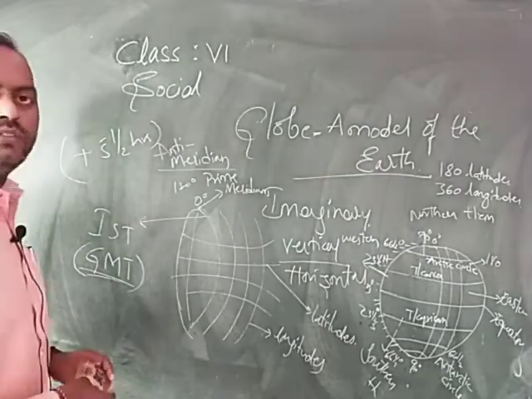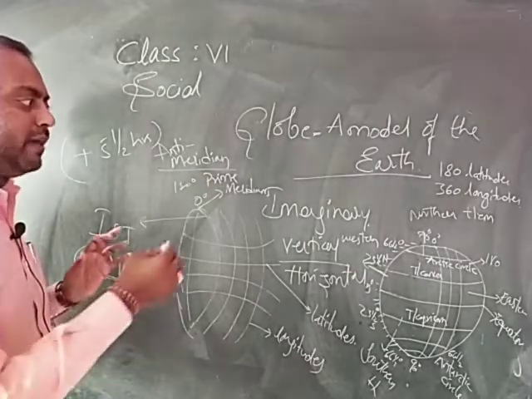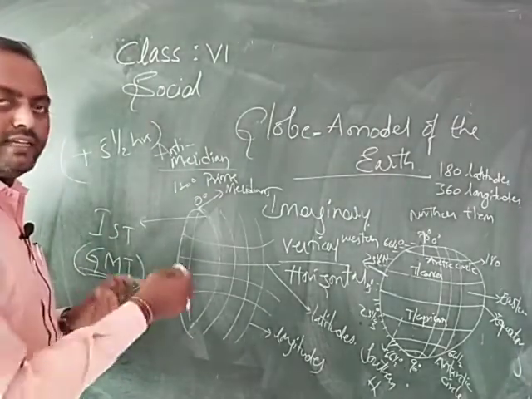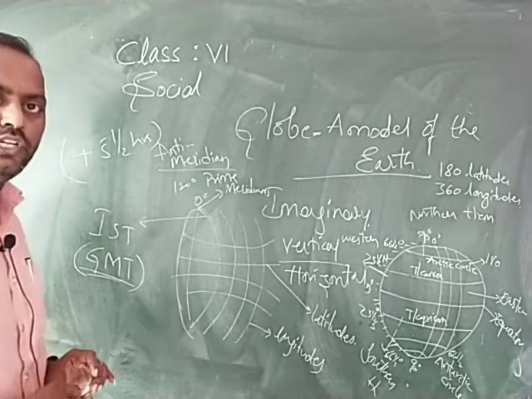So this is about the globe, children, about the imaginary lines drawn on the globe called as latitudes and longitudes. Hope you enjoyed the class.